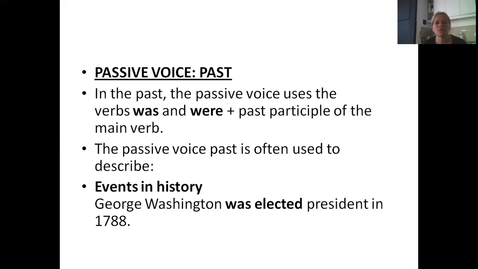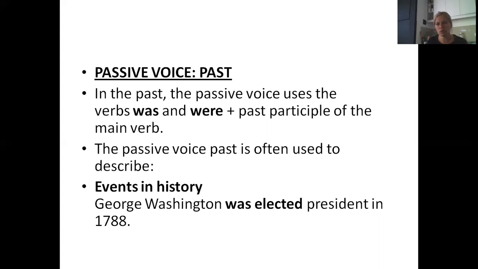And the passive voice in the past is often used to describe, for example, events in history. Yes, and here I wrote an example. George Washington was elected president in 1788.